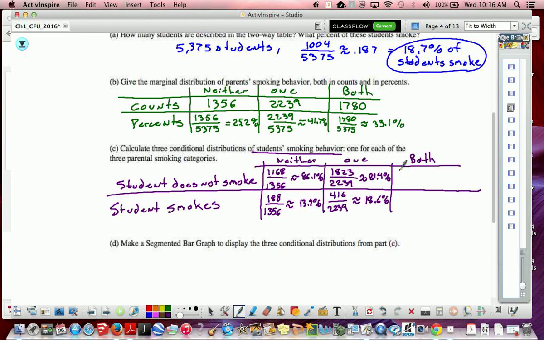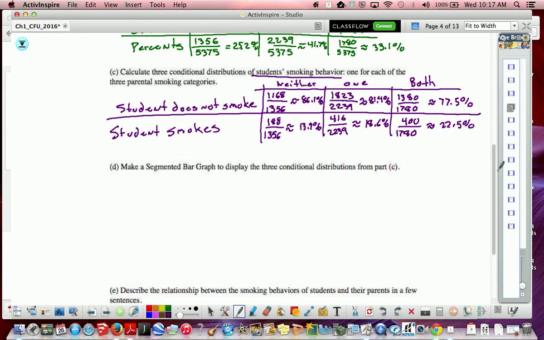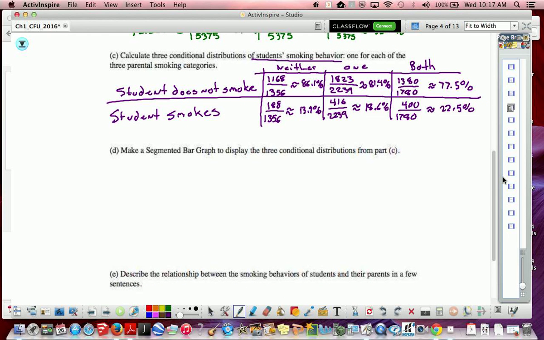Then we do both parents smoke. The total was 1,780 in this survey where both parents smoked. So 1,380, which is about 77.5%. And 400 out of 1,780, about 22.5%. So now we've got our conditional percentages, or conditional distributions, as a percentage based on student behavior, one for each of the parent smoking categories.